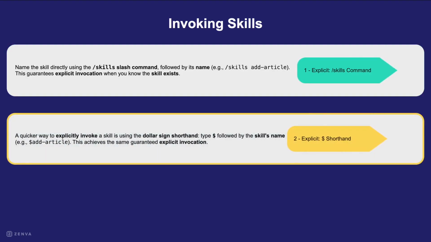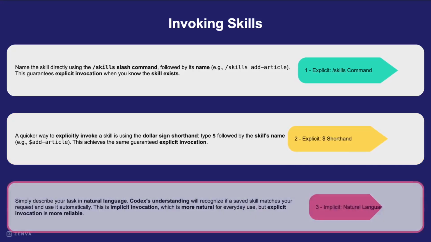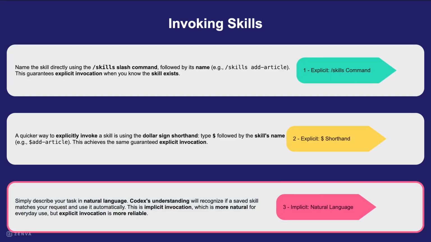For quicker, more convenient explicit invocation, use the $ shorthand. Simply type $ followed by the skill's name, such as $add article. This provides the same guaranteed invocation as the / command with fewer keystrokes. Finally, invoke skills implicitly by describing your task. Codex analyzes your request, automatically recognizing and using a matching saved skill, while explicit methods offer more reliability when a specific skill must run.